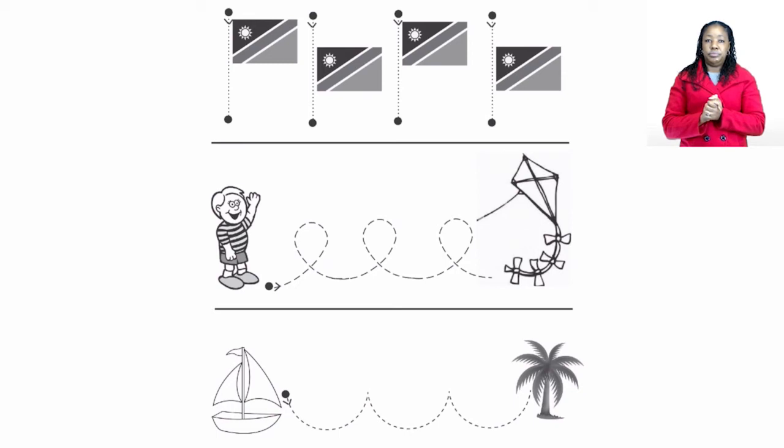On page 22, the instruction reads, complete without lifting your hand. We have the Namibian flags lined up, so we always start from the top going down. Put your pencil on the dot right at the top of the page and let's trace the dots to connect the dots to the bottom dots. Let's do the same thing with the second flag.